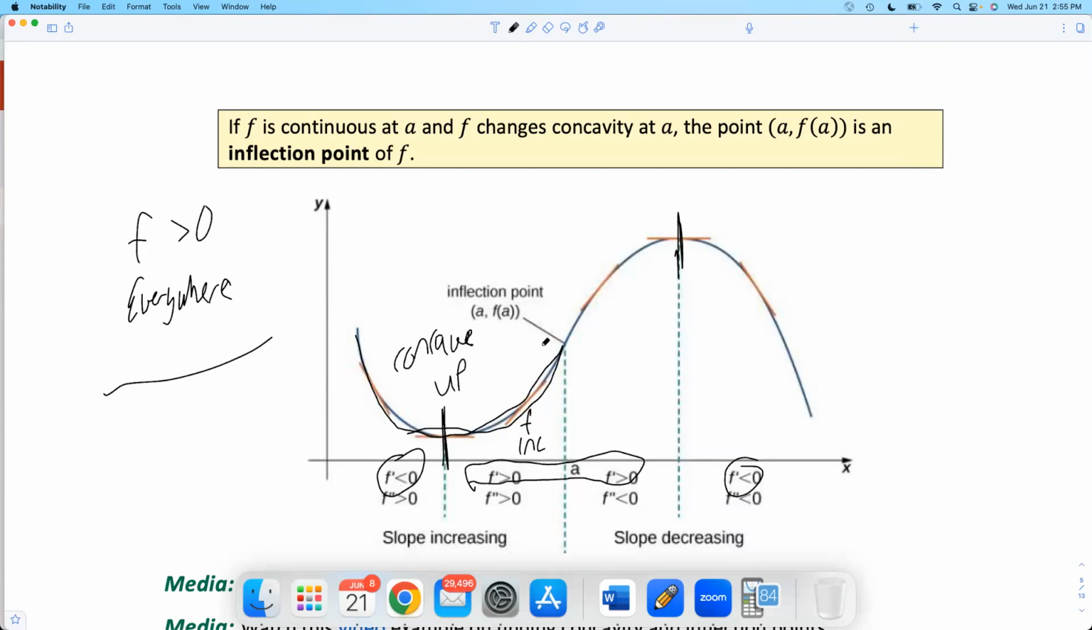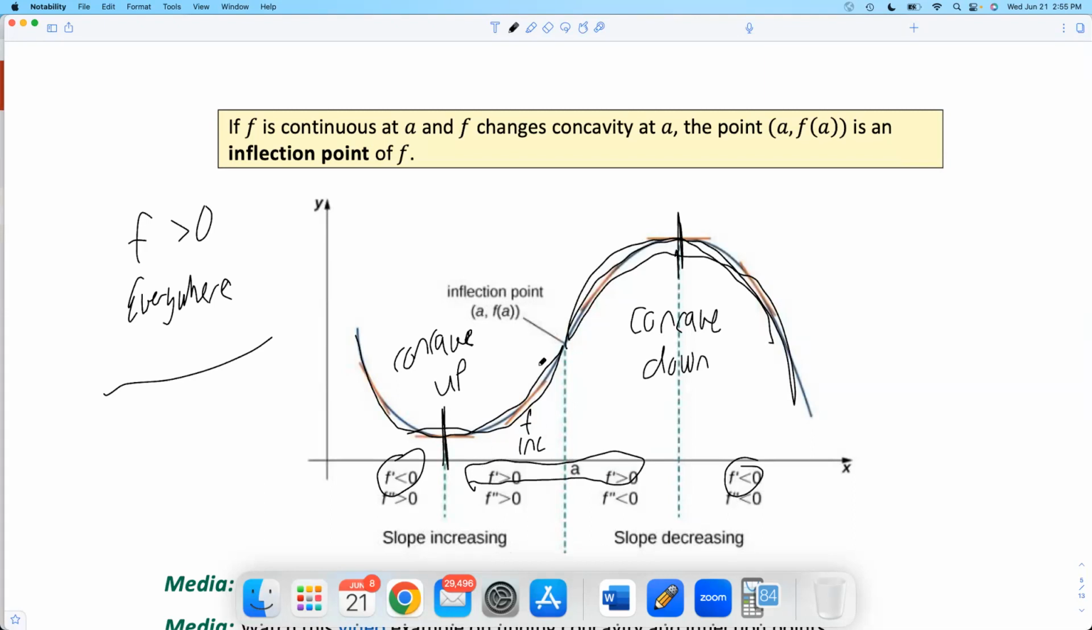Like it's a bowl waiting for you to pour some milk in it. And now look at this chunk of the graph. That looks like an upside down bowl. This is concave down.